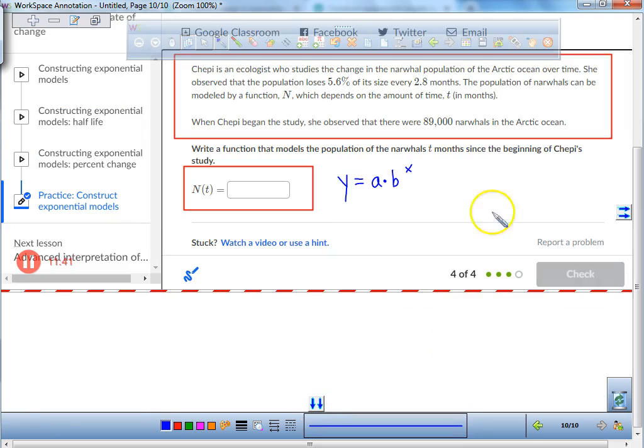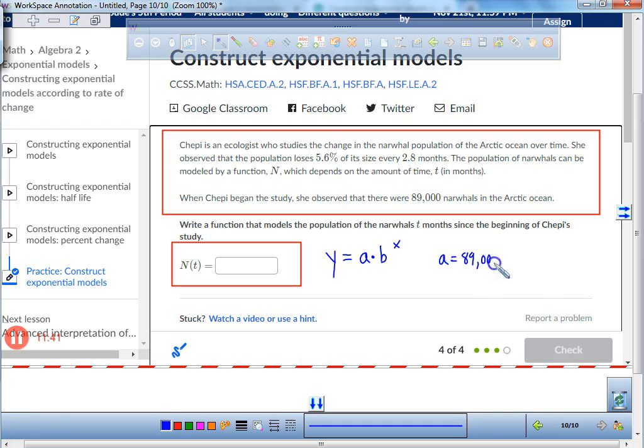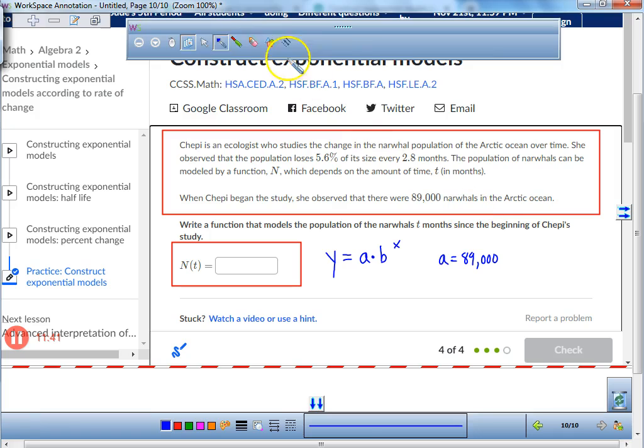However, I'm going to scroll down just a bit. We do know our a value. Our a value is what we're starting with. So how many narwhals are we starting with in the Arctic Ocean? 89,000, okay? Now this is the part where you have to pay very close attention. What are we losing?